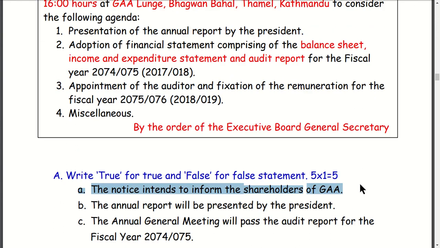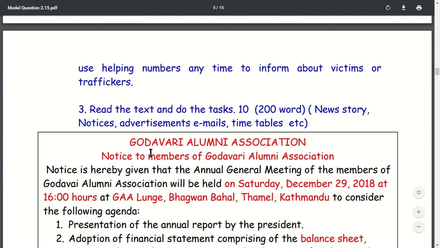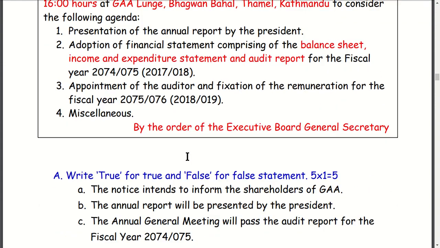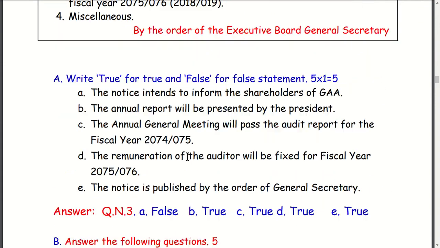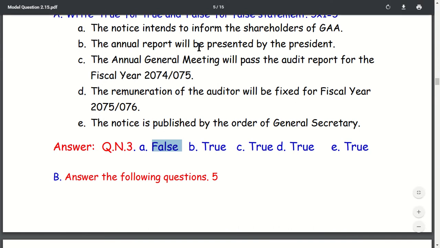The notice intends to inform the shareholders. No, they are the Godavari Alumni Association. This is the notice of the Godavari Alumni Association. They are not the shareholders. They are alumni, the former students of that institution. So this is false. Number A is false. Number B, the annual report will be presented by the president.